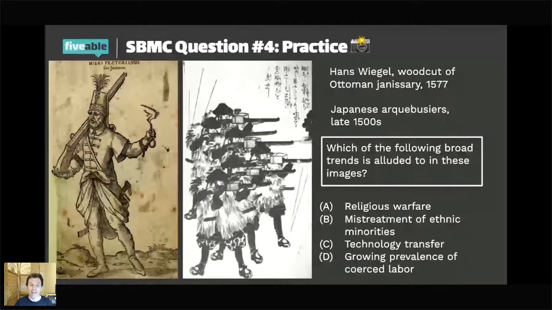Is it A, religious warfare? Is it B, mistreatment of ethnic minorities? Is it C, technology transfer? Or is it D, growing prevalence of coerced labor?